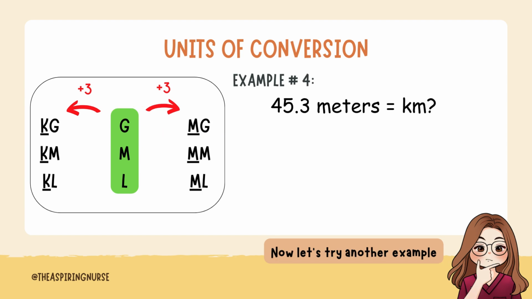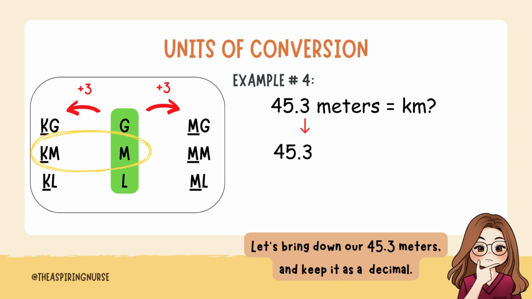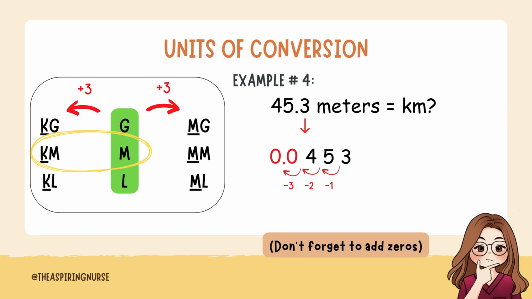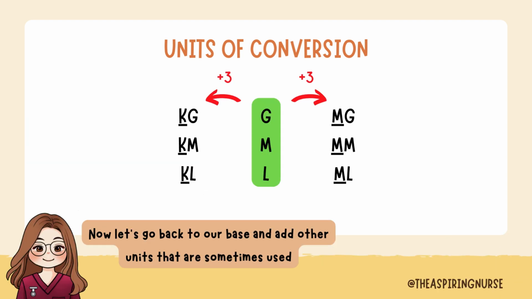Now let's try another example. According to our conversion chart, we will be moving the decimal point 3 times to the left. Let's bring down our 45.3 meters and keep it as a decimal. Now let's move our decimal point 1, 2, 3 times to the left. Don't forget to add zeros, giving us 45.3 meters equals 0.0453 kilometers.